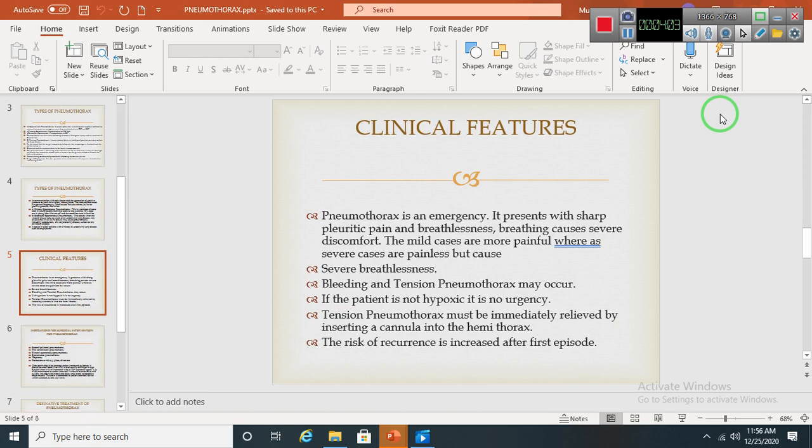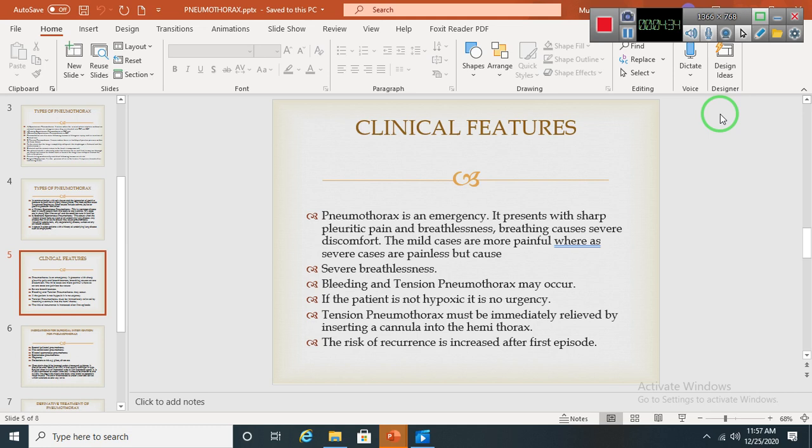Clinical features: pneumothorax is an emergency. It presents with sharp pleuritic pain and breathlessness. Breathing causes severe discomfort. The mild cases are more painful, whereas severe cases are painless, because severe breathlessness, bleeding, and tension pneumothorax may occur.